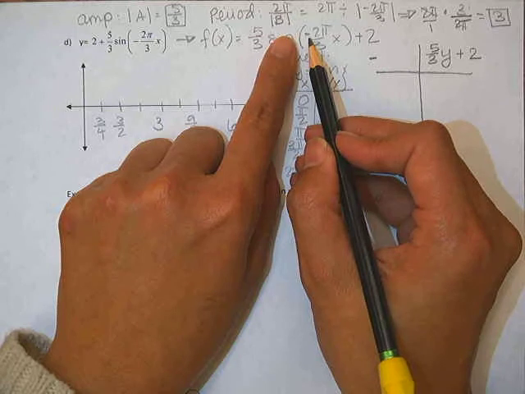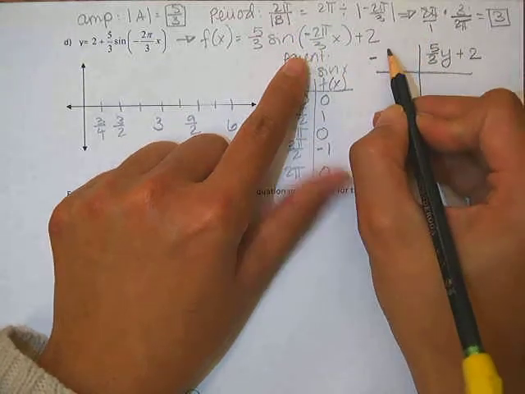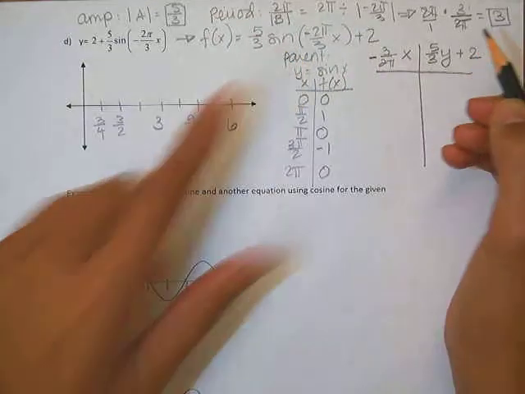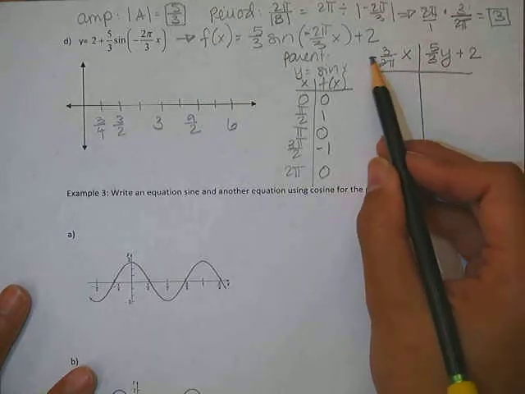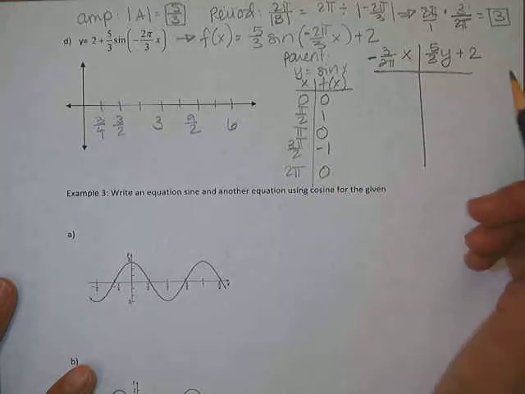Ignoring this negative sign for right now, if it's bigger than 1, it's a horizontal compression. And we flip it. So 3 over 2 pi, and then times x. So this is a horizontal compression of 3 over 2 pi. And then it's a reflection about the y-axis, so it's going to change your x. Alright, here we go.